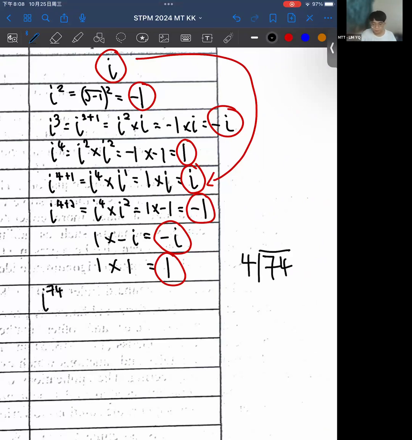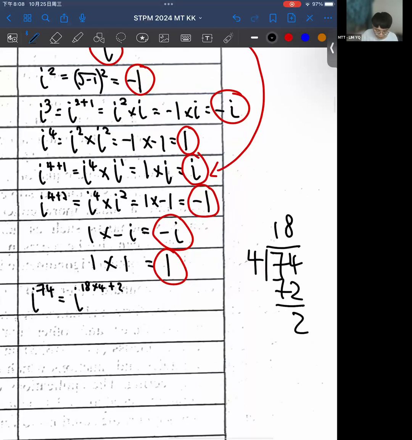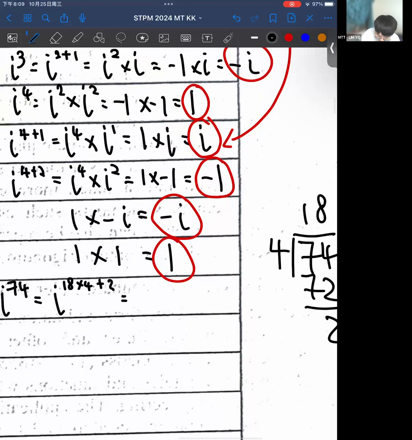74 divided by 4? 18, right? 18 times 4 is 72, remainder 2. So 74 can be written as 18 multiplied by 4, plus a remainder of 2. Remember, this is division, so you can write it in this form, and you can check back why it is true. Now, if we can write it like this, then by the index law, we can write i to the power of 18 multiplied by 4, multiplied by i squared, right?